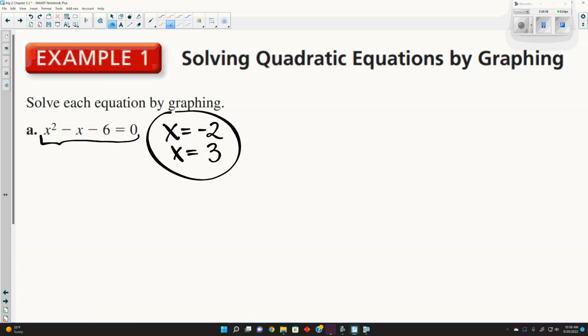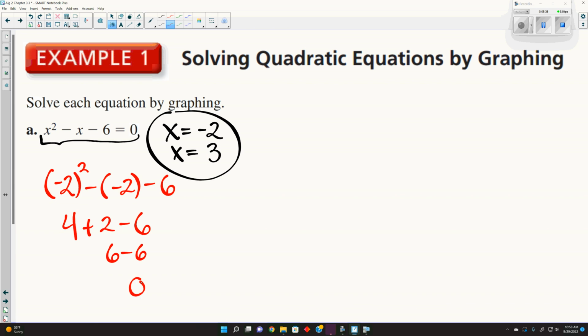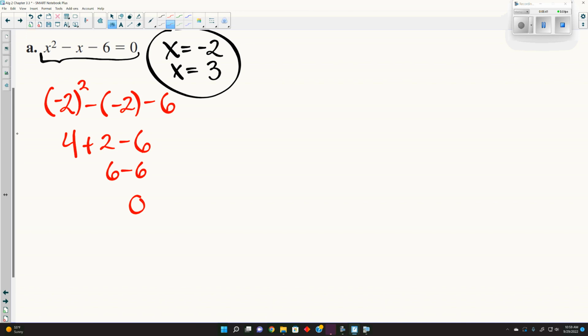Now, if we wanted to check to make sure that we got this right, we could plug it back in. So we could plug -2 in. We could say -2 squared minus -2 minus 6 to see what this equals. Because if x is indeed -2, this should get us a value of 0. -2 squared is 4. -2 is +2 minus 6. So 2 plus 4 is 6. And 6 minus 6 is indeed 0.